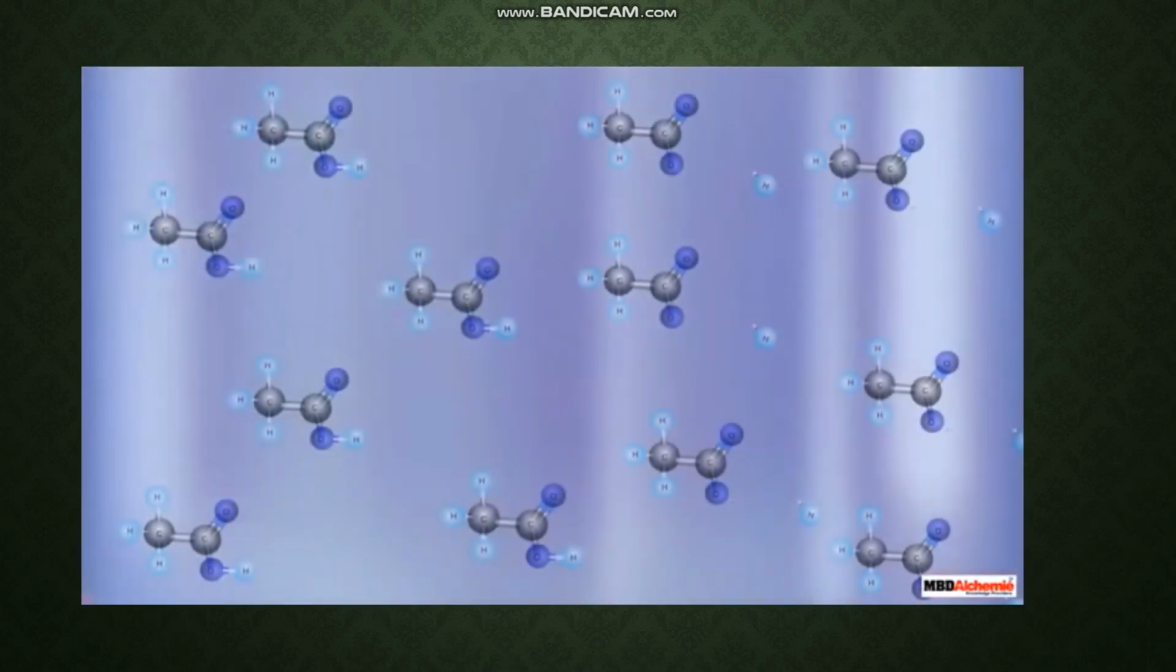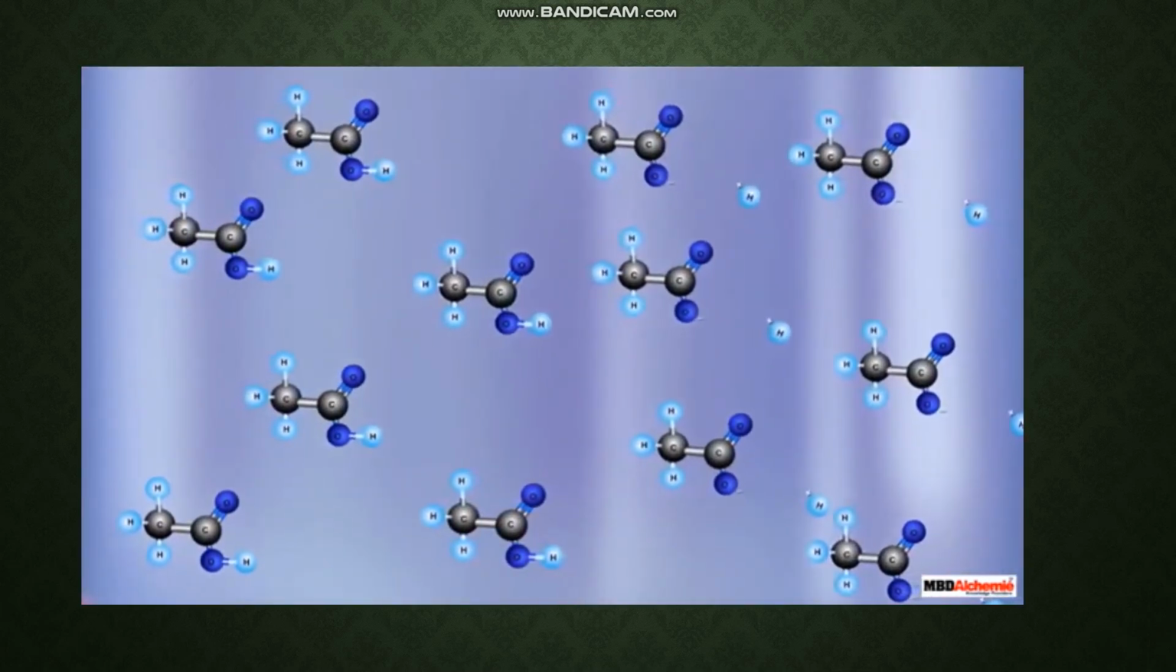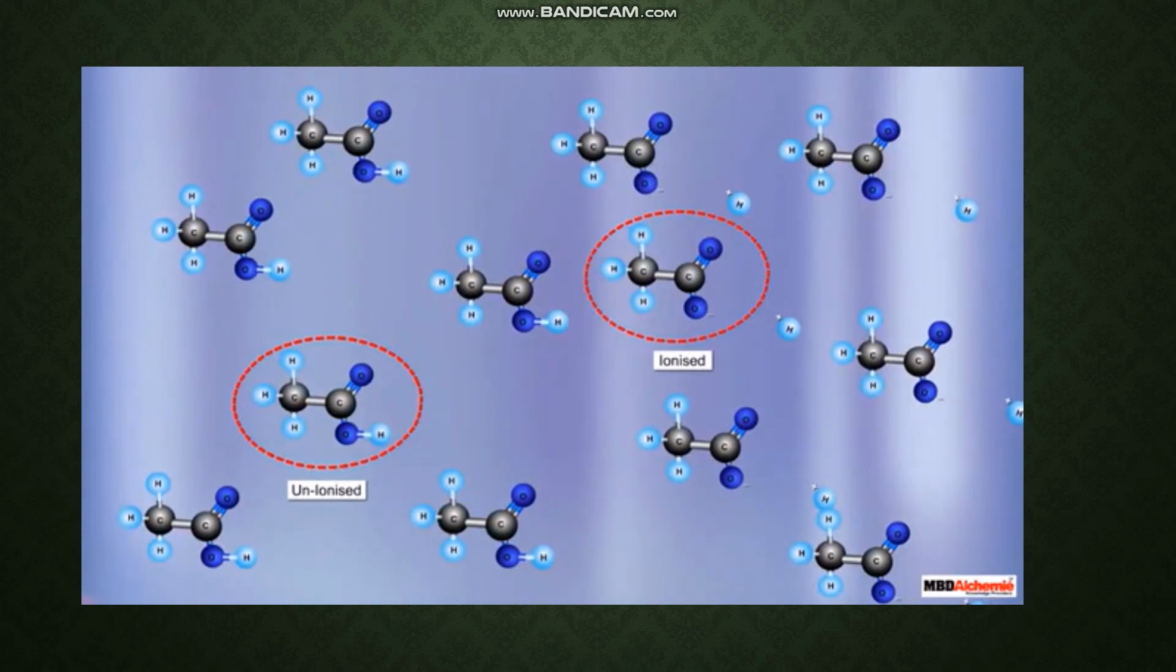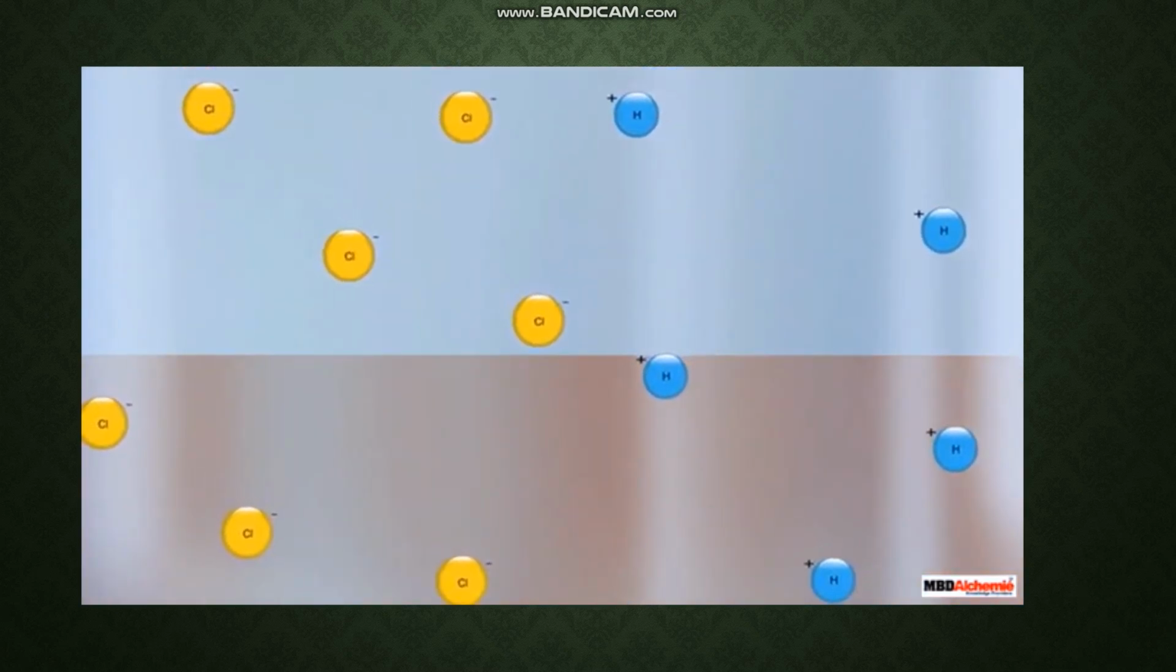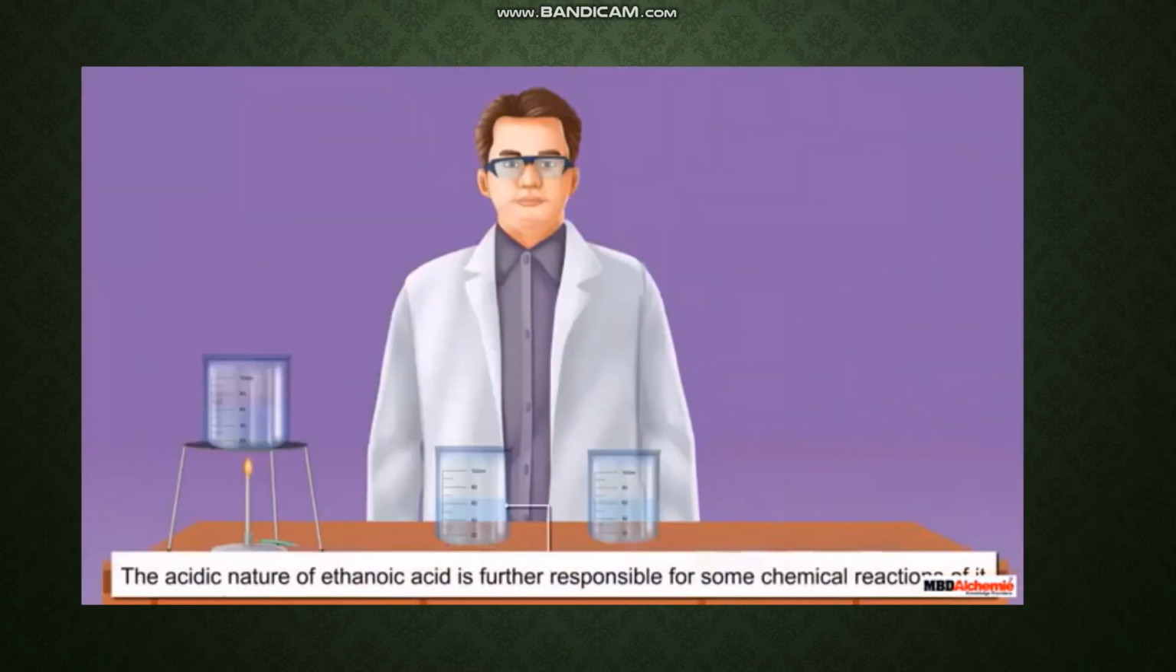It is so because not all the molecules of ethanoic acid remain ionized in the solution. In contrast, in the aqueous solution of hydrochloric acid, all the molecules remain ionized. The acidic nature of ethanoic acid is further responsible for some of its chemical reactions. Let's check out one such reaction.